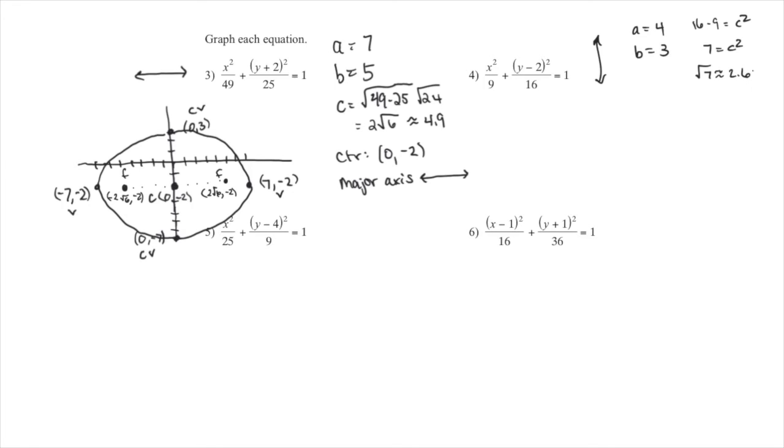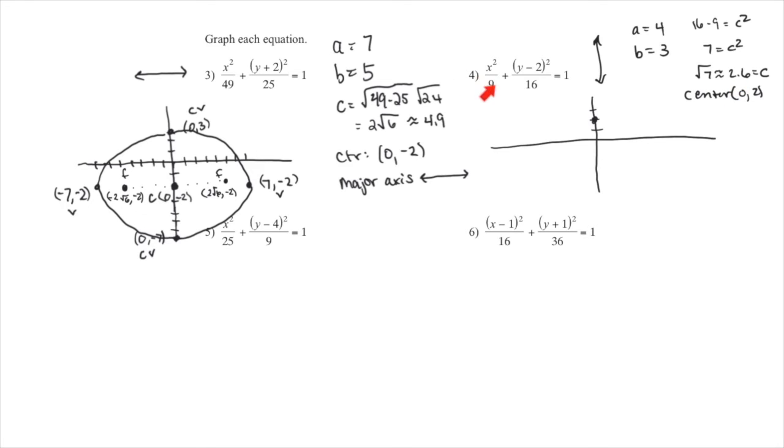Here we have a vertical major axis, right? It's under the y, so it's going to run like the y-axis. A is going to be the square root of 16. B is going to be the square root of 9. Remember, A and B can swap places. A is always the larger of the two. And then we find C, which turns out to be about 2.6.